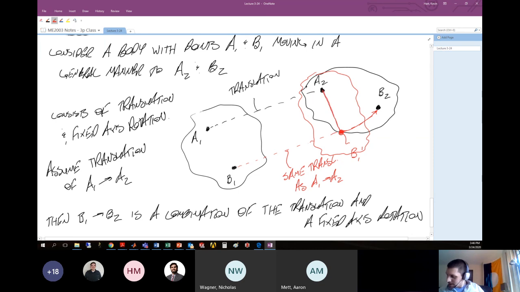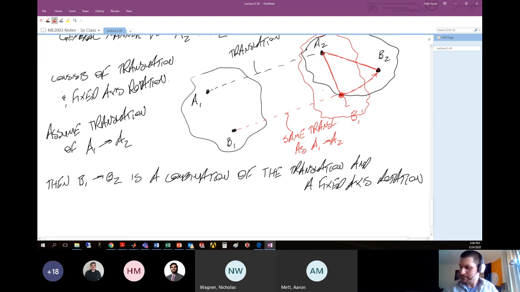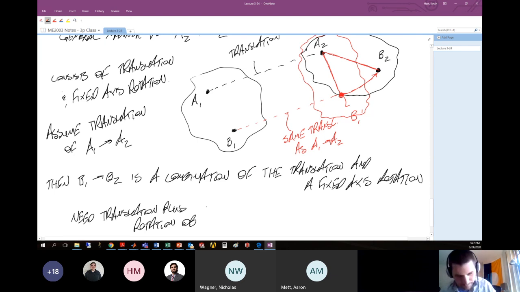So the additional motion that we need is a fixed axis rotation of point B about point A2. So we need translation plus rotation of B about A. So there's this combination of the object translating. Here's my awesome NASA calculator. So it translates, and then it has to rotate to get into position. Okay, so that's what we're trying to draw here.